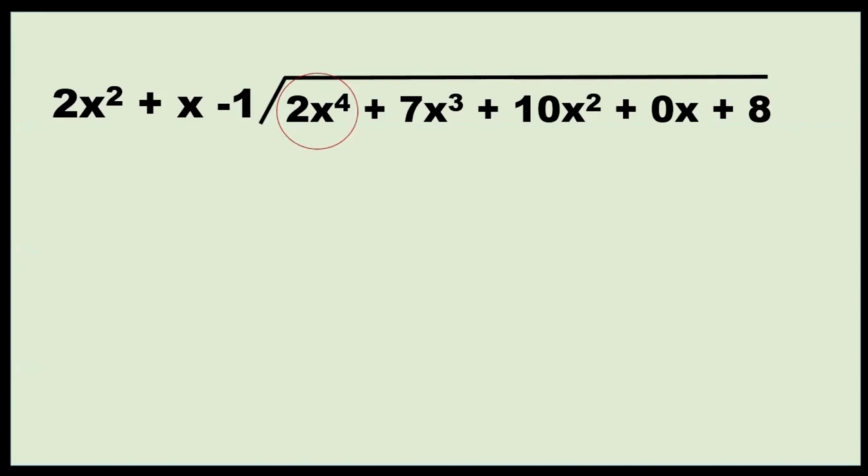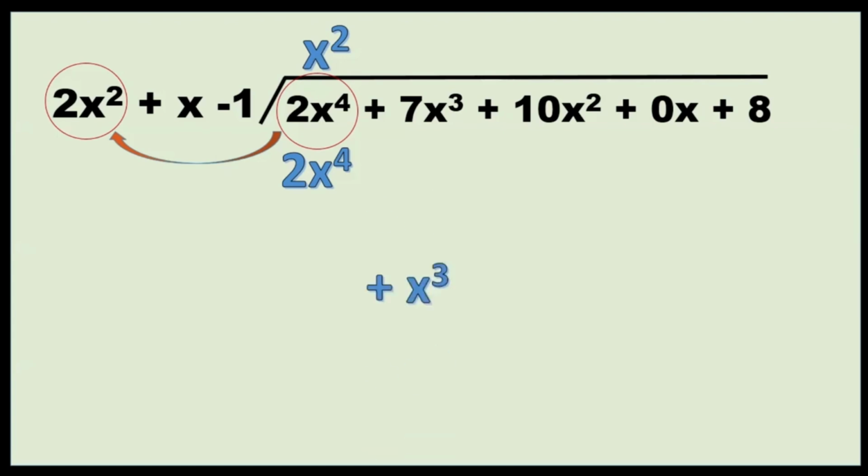We're going to focus on the first term, which is 2x raised to 4. 2x raised to 4 divided by 2x squared is x squared. So 2 divided by 2 is 1. Then we subtract the exponent. 4 minus 2 is 2. So therefore, we have x squared. Then we multiply x squared times 2x squared equals 2x raised to 4. And then x squared times x is x cubed. Next, x squared times negative 1 is negative x squared.